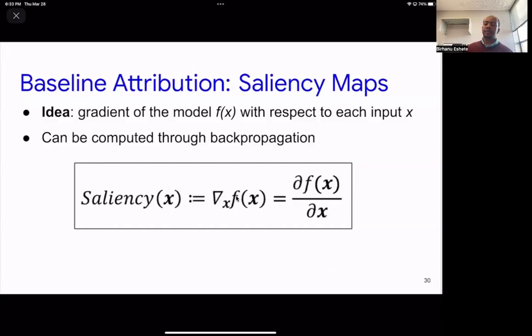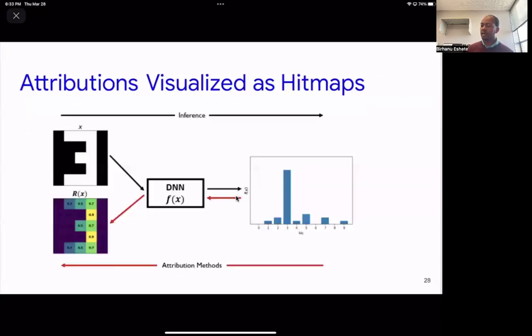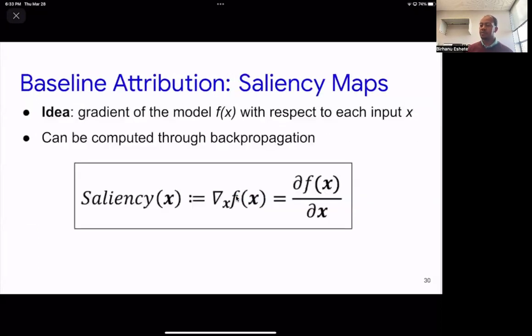Okay, so when I gave you these examples, I didn't say much about the specific techniques. Now I'm going to talk about specific ways of doing attributions. One of the widely used baseline attribution techniques is what we call saliency maps.